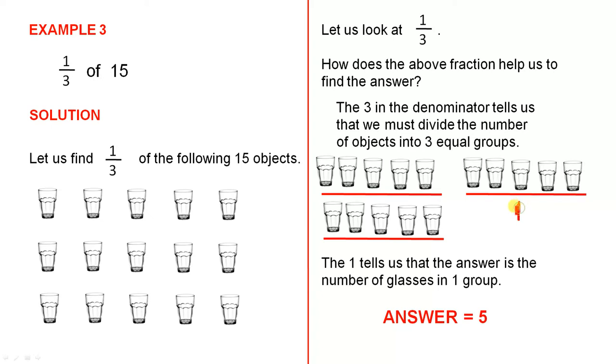So how many glasses are there in one group? There are 5. So the answer is 5. So 1/3 of 15 equals 5.